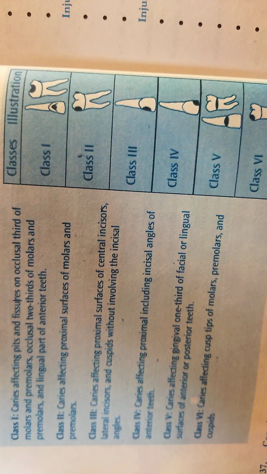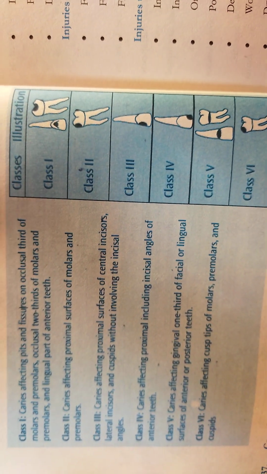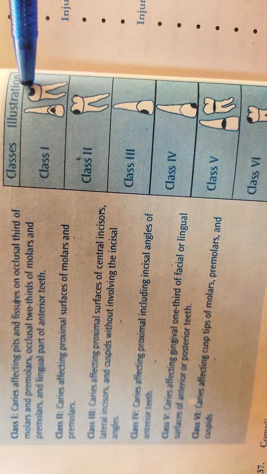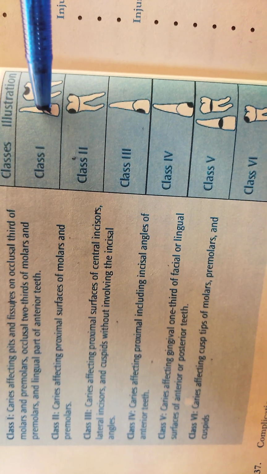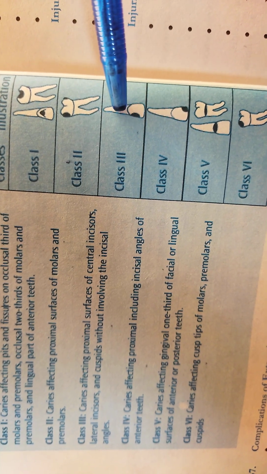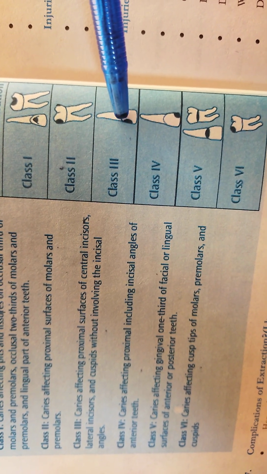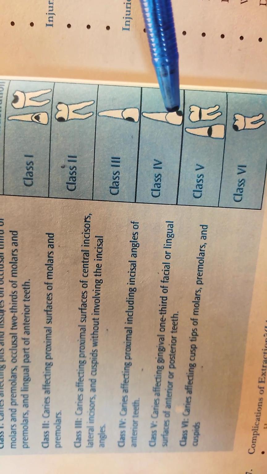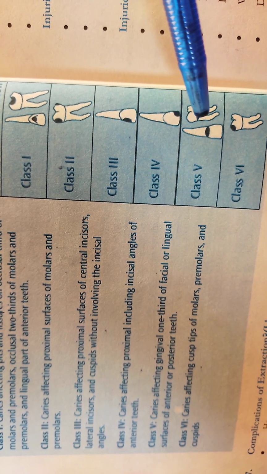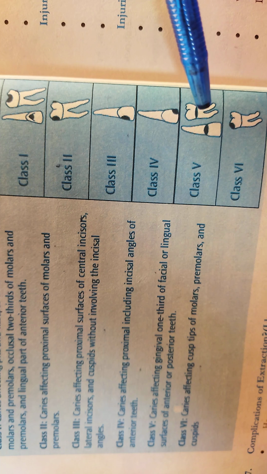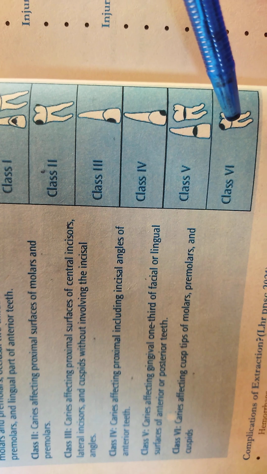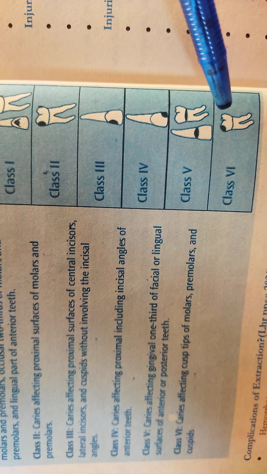In short, let's quickly revise it. Class 1 involves the occlusal pits and fissures of posterior teeth and the lingual part of anterior teeth. Class 2 is only the proximal surfaces of posterior teeth. Class 3 is only the proximal surfaces of anterior teeth without incisal edge involvement. Class 4 involves the proximal surfaces as well as the incisal edges of anterior teeth. Class 5 is the gingival 1/3 of teeth on facial or lingual surfaces. Class 6 is the cusp tips of premolars, molars and canines.